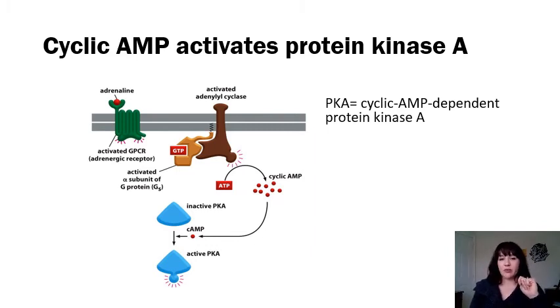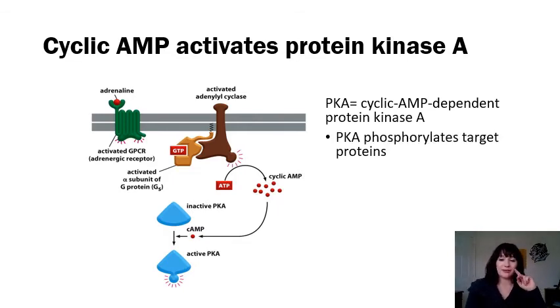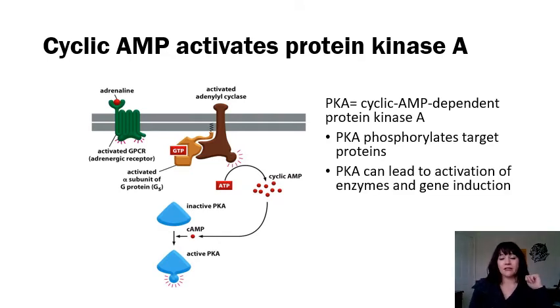Based on its name, what do you think PKA does? Hopefully you said it phosphorylates things, right? Because it is a kinase. And so PKA can have two downstream effects. One, it can turn on enzymes, and two, it can turn on gene expression.